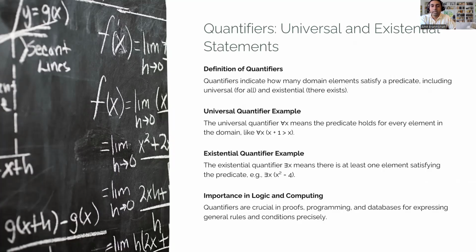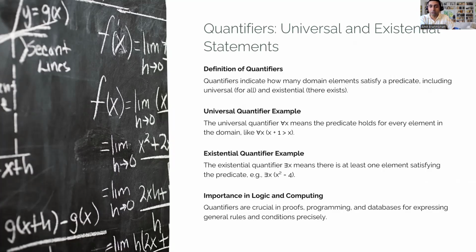A statement such as "for all x, x + 1 > x" asserts that the predicate x + 1 is greater than x is true for every possible value of x in the domain, such as the set of all real numbers. In contrast, the statement "there exists x such that x squared equals 4" claims that there is at least one value of x for which the predicate is true.